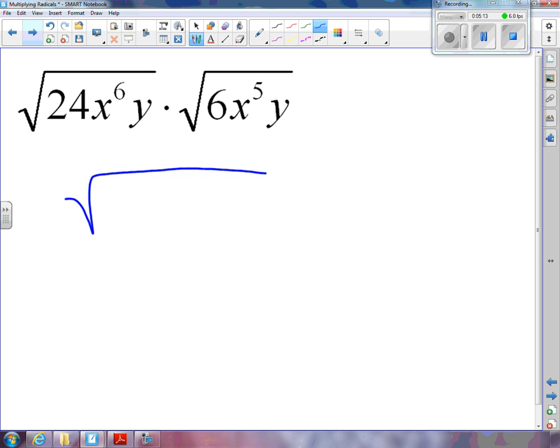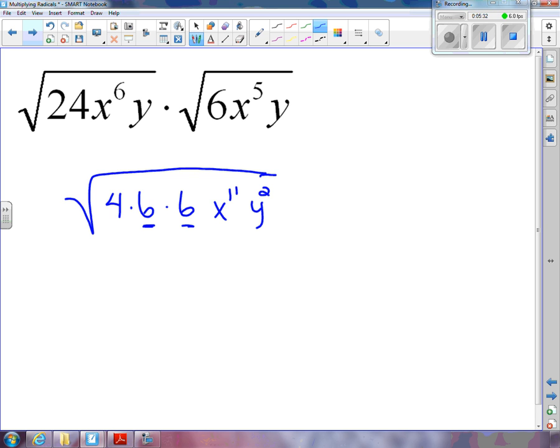So for example, 24 is really 4 times 6. And then 6 doesn't have any perfect squares in it, but however, it is a 6, which will combine with this one. Now I have x to the 6th and x to the 5th. That'll combine to x to the 11th. And y times y is y squared.